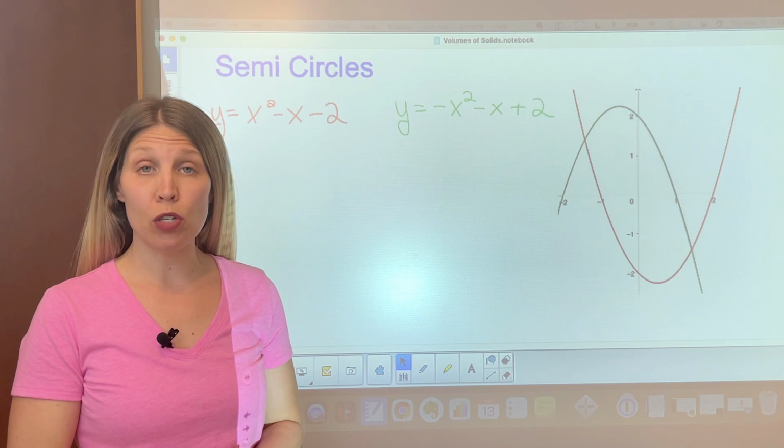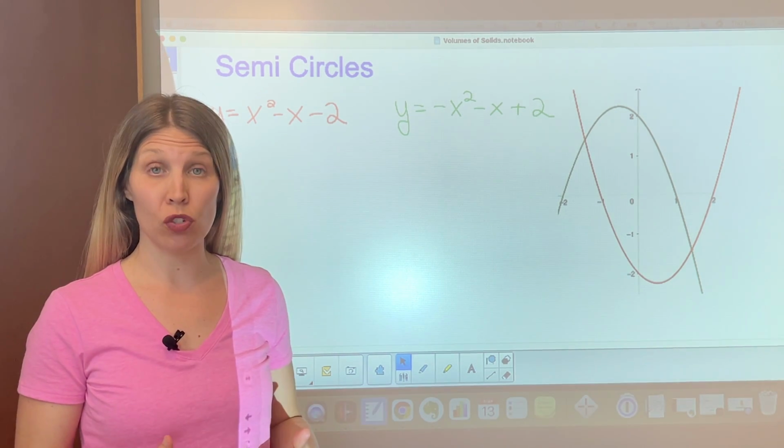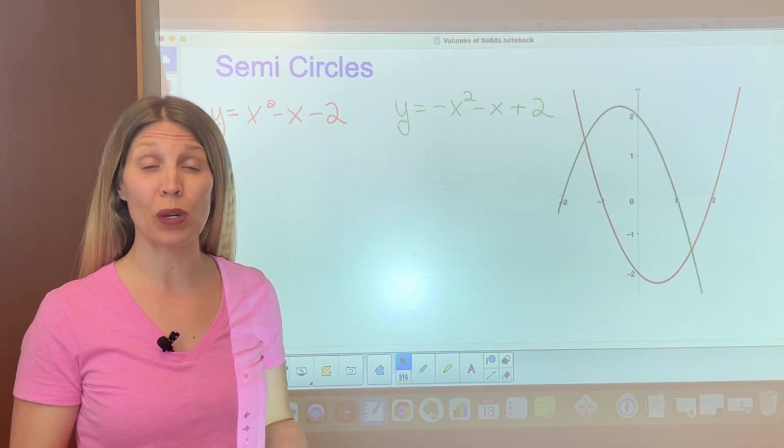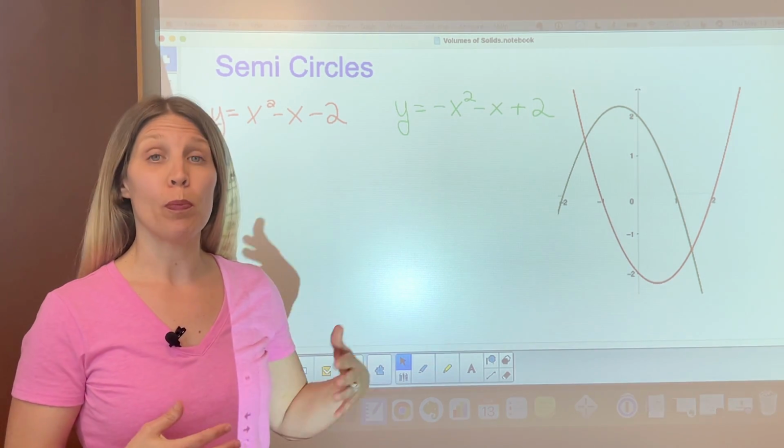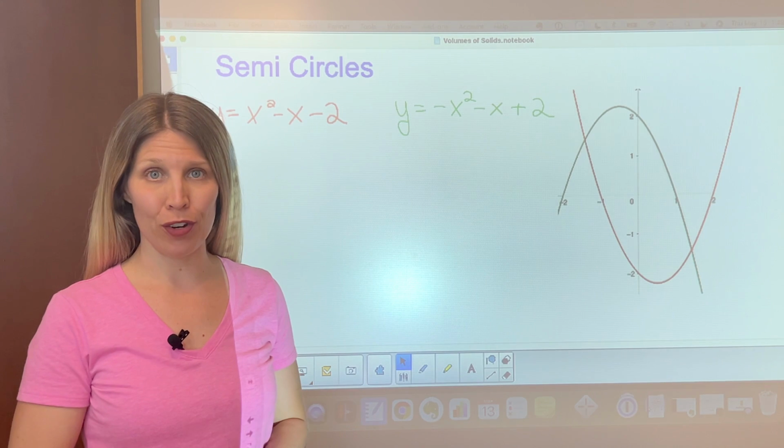So now we have the same two functions, but now we're going to take out a semicircle. So let's go ahead and look at this in 3D and see what it looks like when we slide a semicircle between these two functions and the volume it creates.